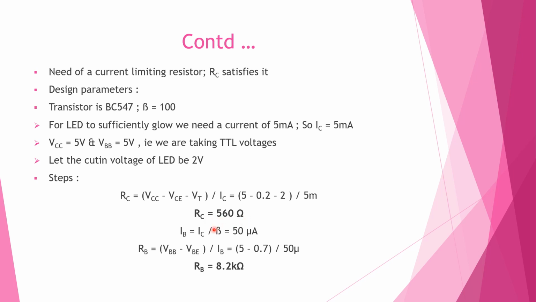Now according to the DC equivalent circuit, the dependent current source is IC here. So when IC is equal to 5 milliampere, IB is equal to IC by beta, that is equal to 50 microampere. And at the base emitter loop, we write the equation for RB and rearrange like this. RB is equal to (VBB minus VBE) by IB. That is, VBE(sat) is 0.7. So we get (5 minus 0.7) by 50 microampere. That is, RB is equal to 8.2 kilo ohm.